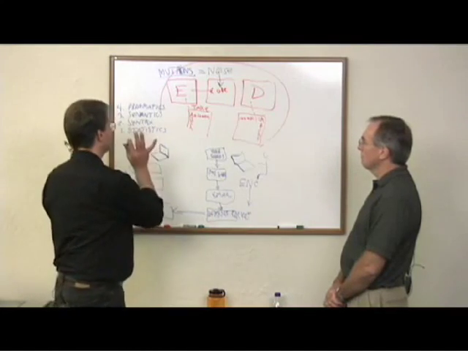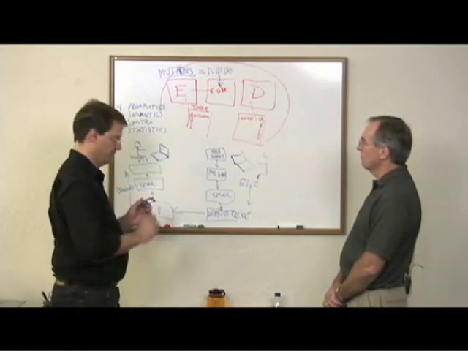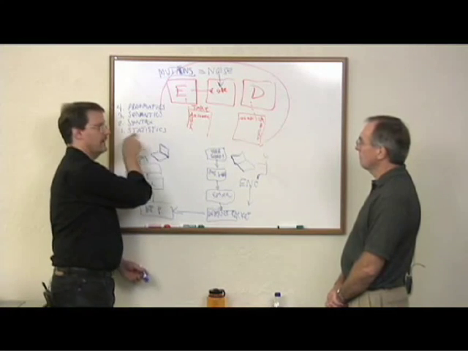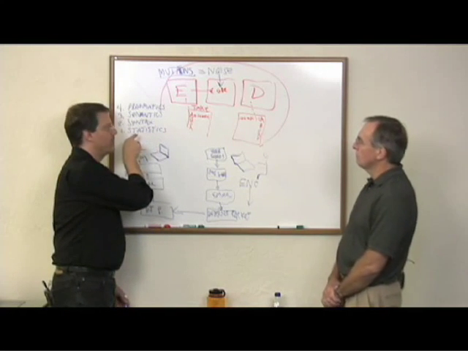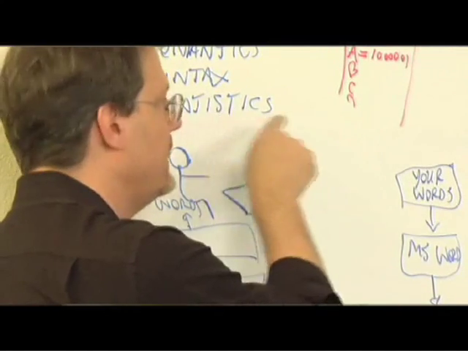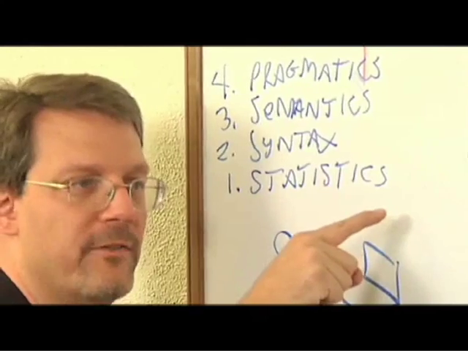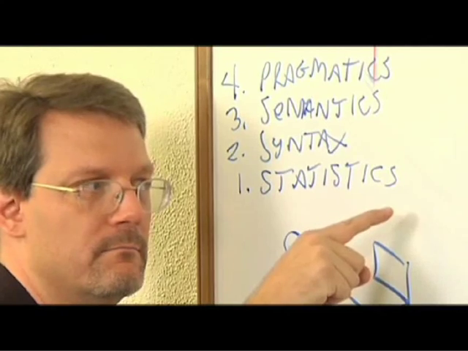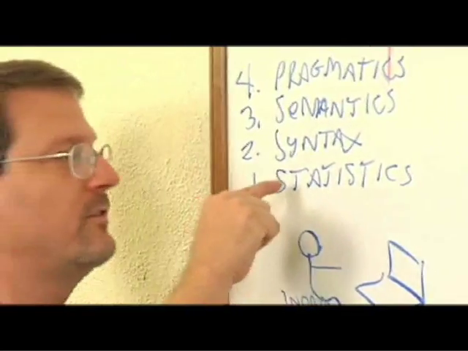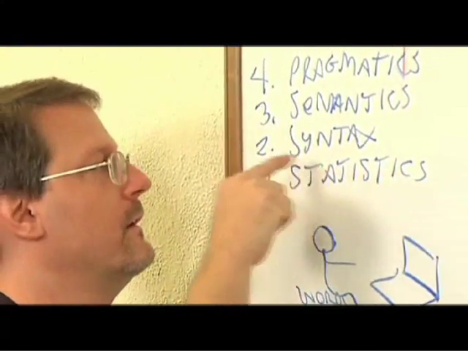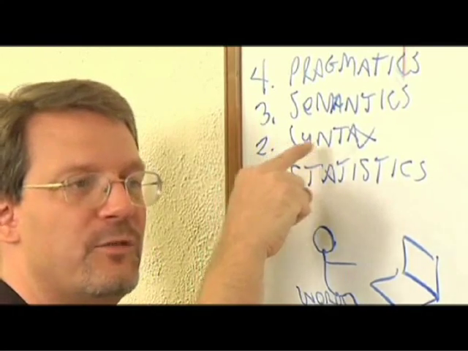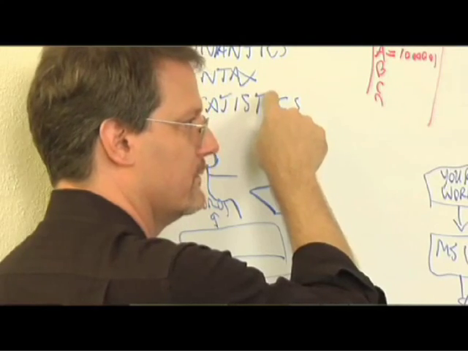Okay? Now you can find this in any linguistics book. Statistics is the alphabet, and E occurs more often than Q. You find this in Shannon's book, by the way. So, letters.